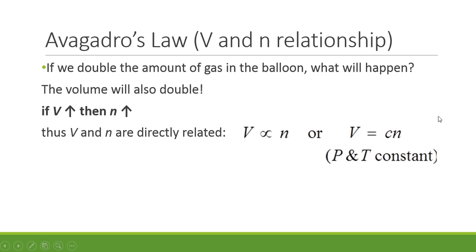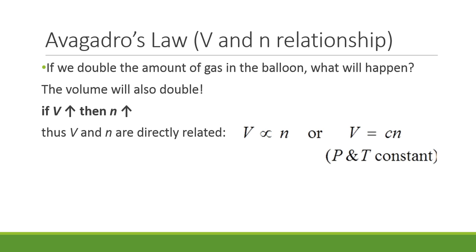On the equation on the far right, volume equals a constant C times the number of moles. C is that constant that's going to depend upon the type of gas as well as the pressure and temperature conditions. Therefore, do not be concerned about what that value of C is going to equal.